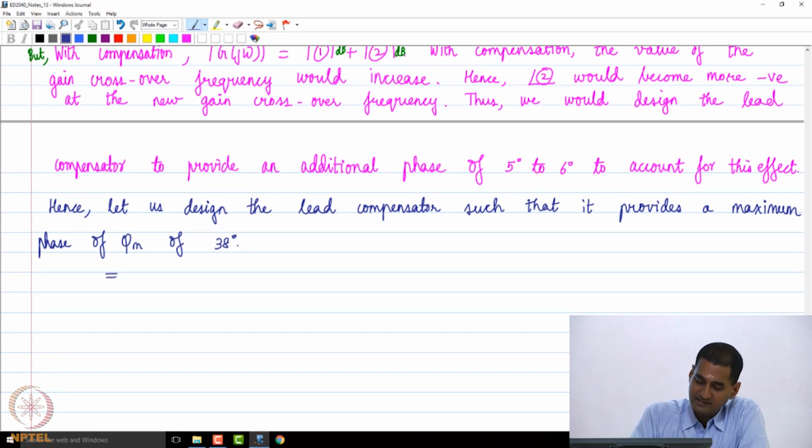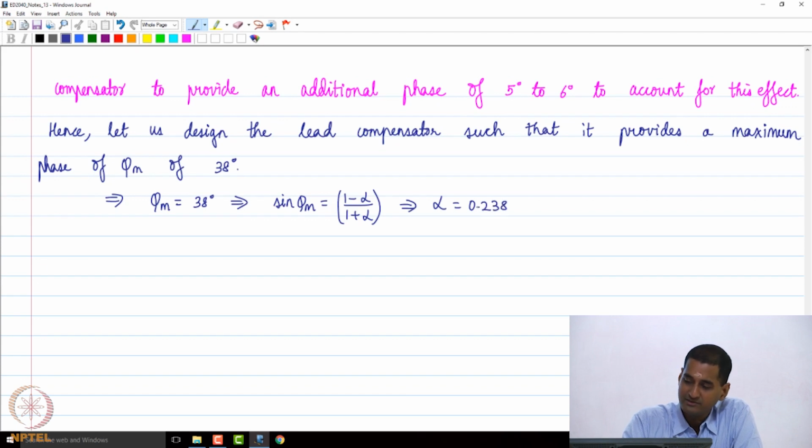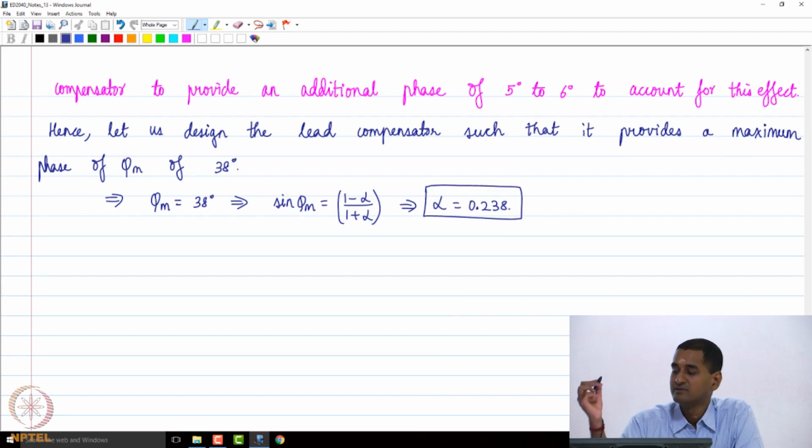So, this implies that phi m is 38. This implies that, if you recall from the previous class, sine of phi m is going to be (1 minus alpha) divided by (1 plus alpha), right. So, if you use this, you will get the value of alpha to be 0.238, okay. So, that is what we will have.